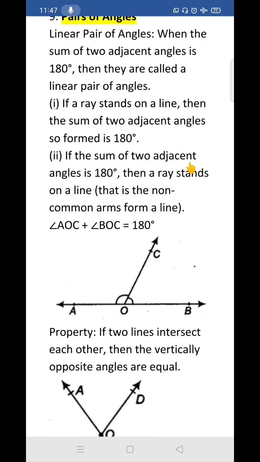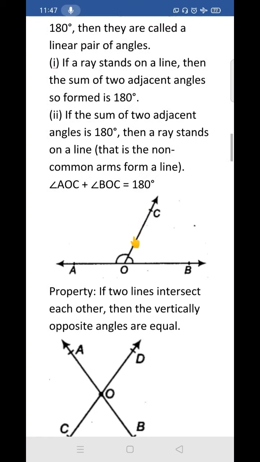Okay, so now the next thing is what? The reverse. If the sum of two adjacent angles, that is angle AOC and angle COB, is equal to 180 degrees, then you can easily say that a ray stands on a line. So this is the opposite of this definition. Here you can see angle AOC plus angle BOC is equal to 180 degrees.